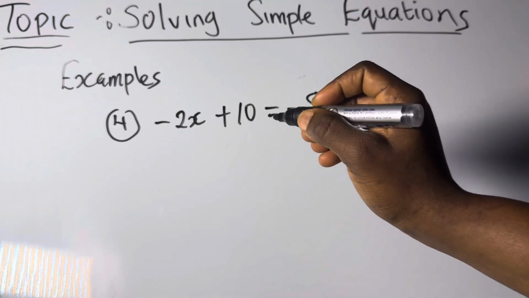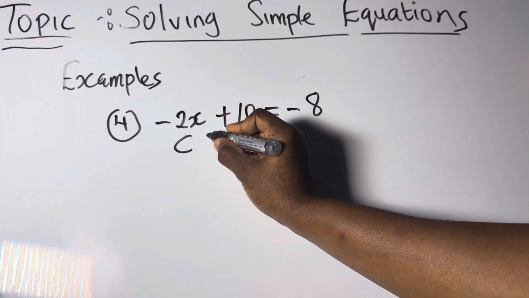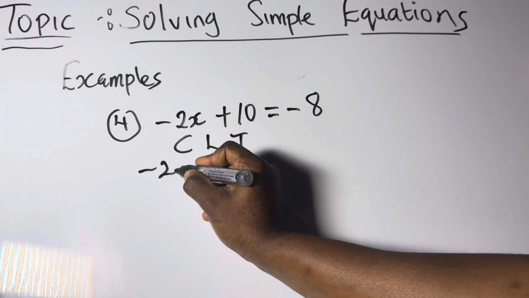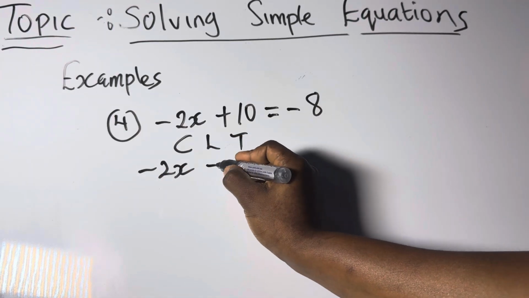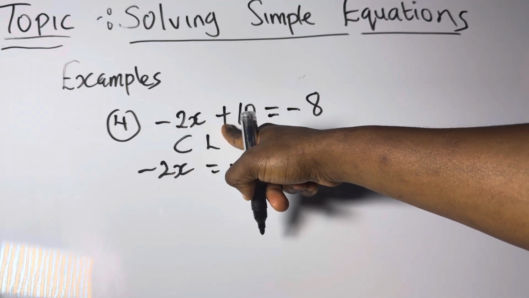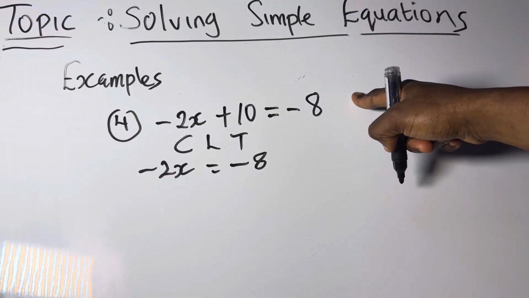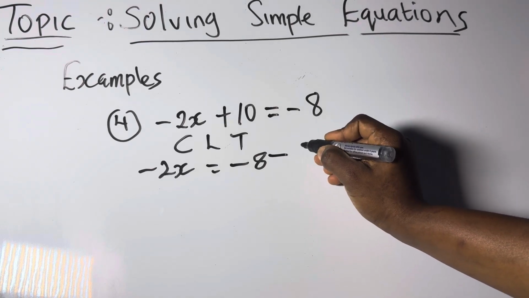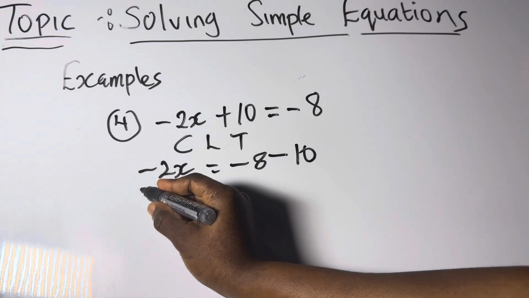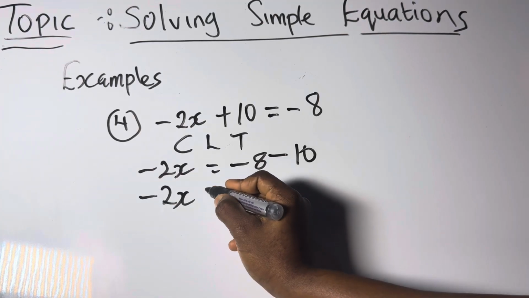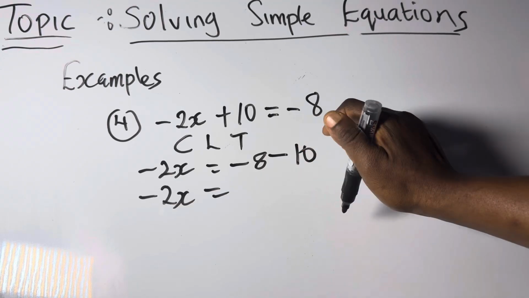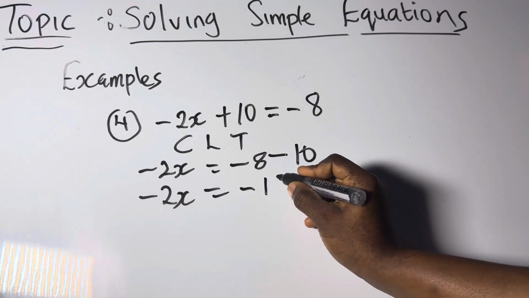Now, the first thing you do is to collect like terms. We have minus 2x equals minus 8. Now, this is a positive term. If it crosses to the other side, it changes to a negative. That's negative 10. Now we have minus 2x equals minus 8 minus 10, which gives minus 18.